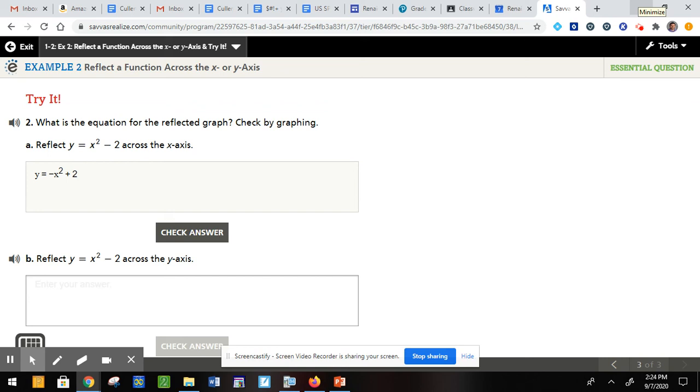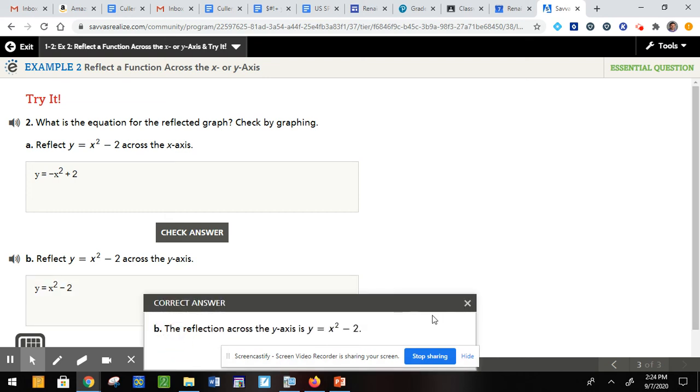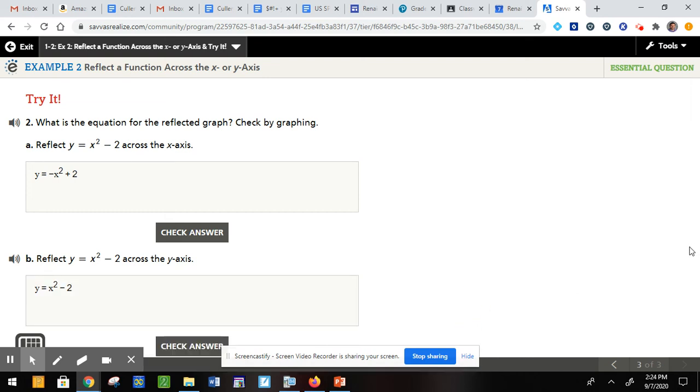So because the graph wouldn't change, the equation is not going to change. So your answer is going to be y equals x squared minus 2. It would stay the same. All right, so that's it for example 2.